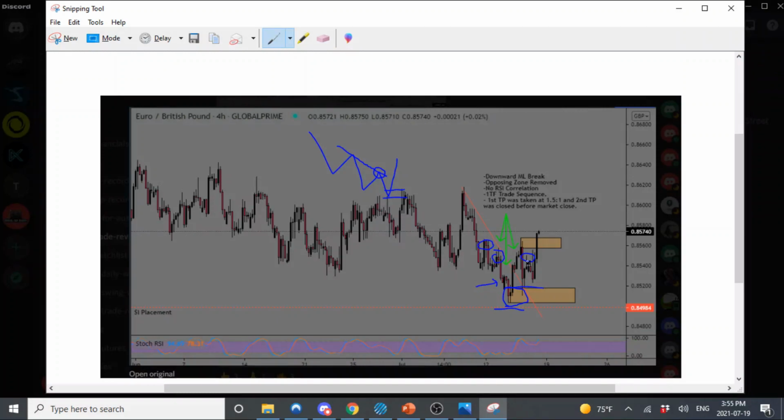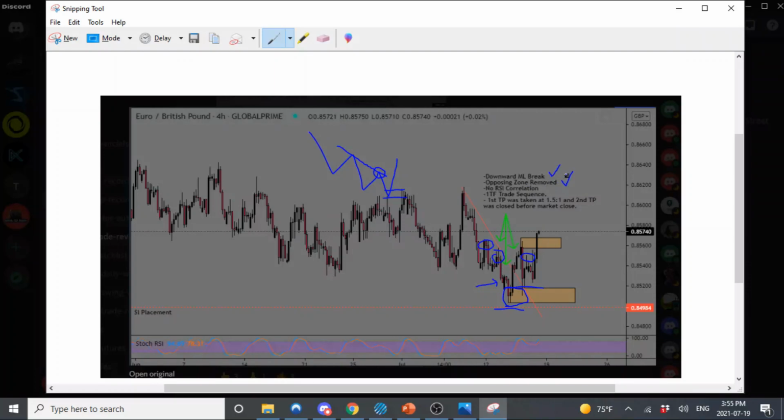I personally like to do two time frame, but I'm always looking to add to my trading plan, and I always recommend other people to continue to get better, right? So what did I say here? I said downward momentum line break. We did get that with that downward momentum line being broken. So that was one evidence of buyers coming in, sellers being removed. And then we had here opposing zone being removed. We identified those three little zones that got removed.